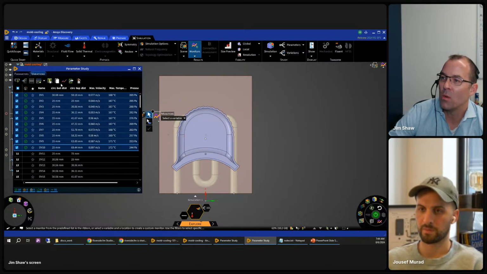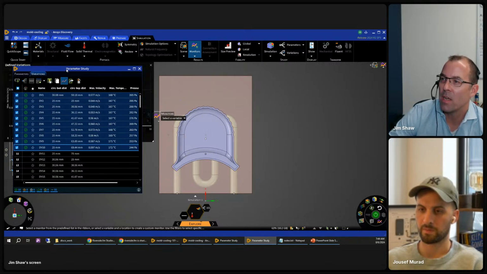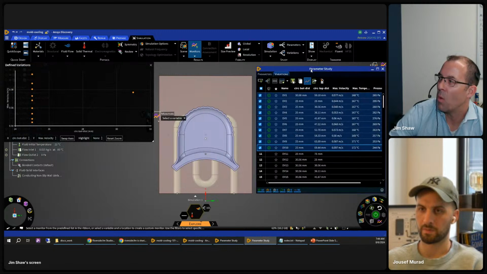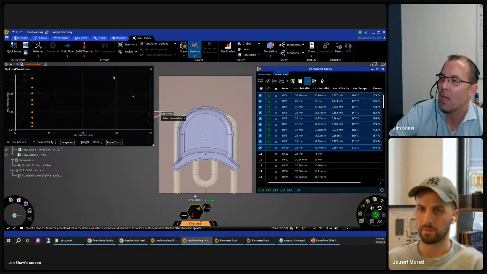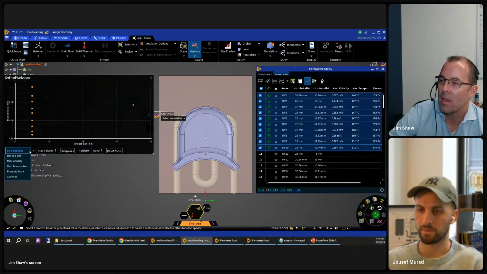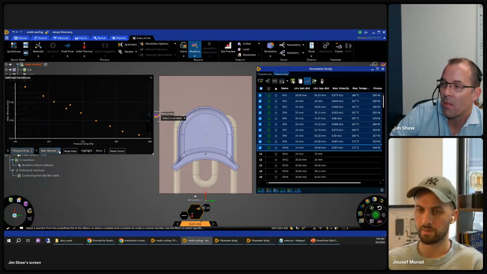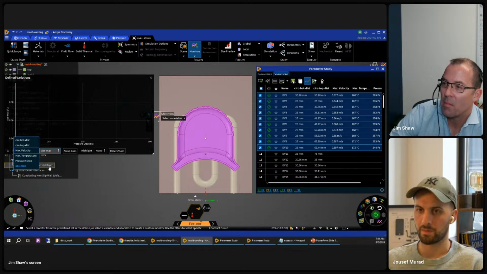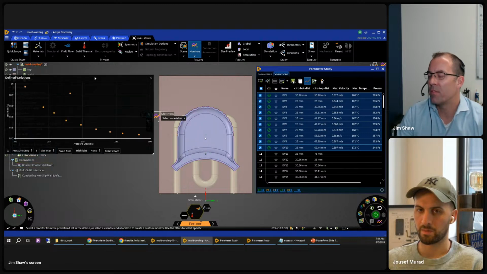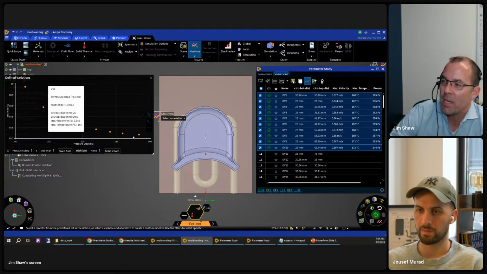If I wanted to, I could create, say, a graph, right? Because a lot of times that's a great way to communicate our results. And let's say on the x-axis, I wanted to show, say, pressure drop. And let's say on the y-axis, I would show maybe the max temperature of the mold. And you can start to see we're starting to get our optimization curve, right?